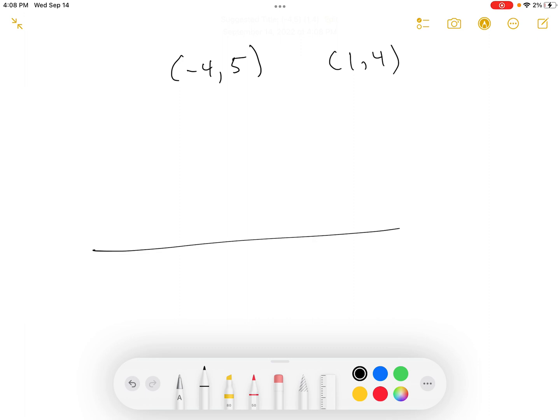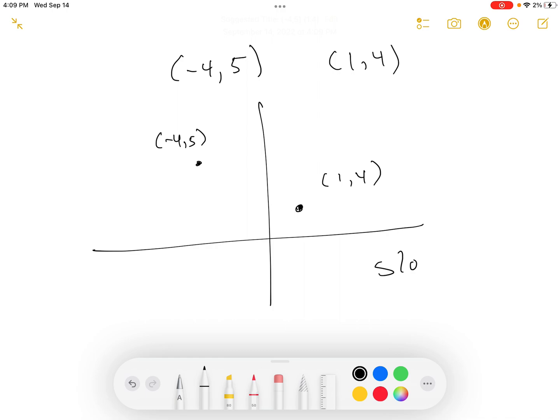Okay, let's look at these on a graph. So the first point, negative 4, 5, is going to look like that. This point is 1, 4, and so x is 1, y is 4. Obviously, these aren't drawn to scale, but they'll be good enough for what we're doing.